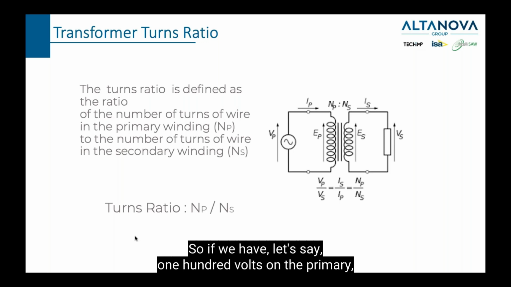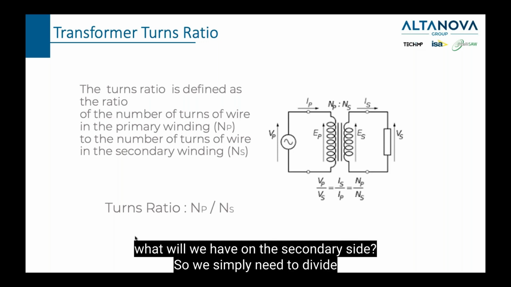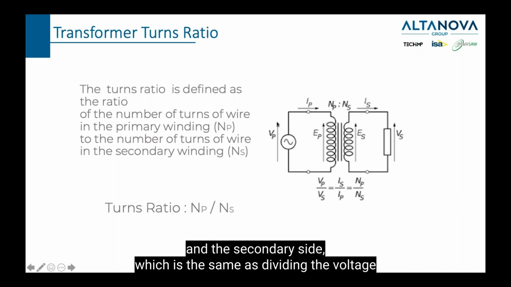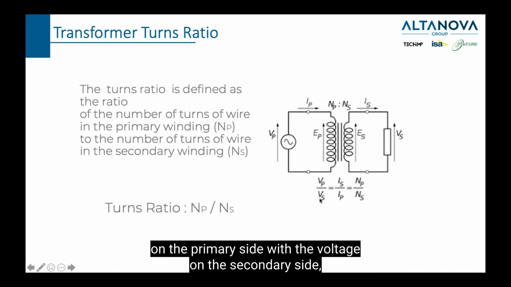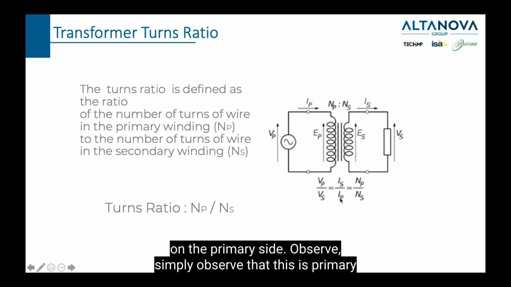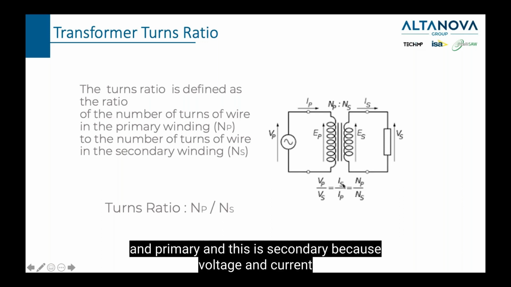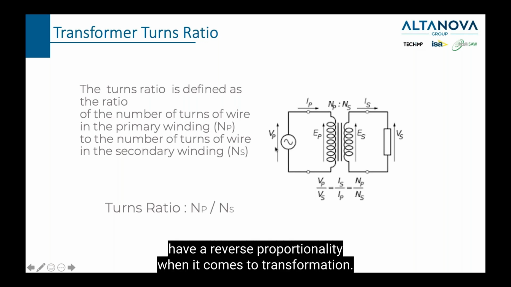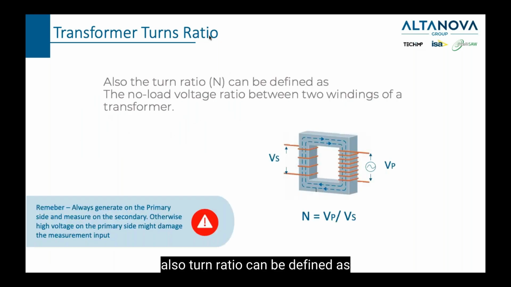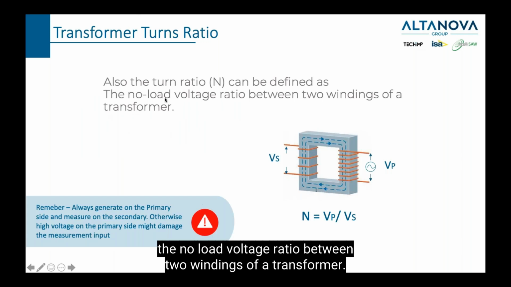So if we have, let's say, 100 volts on the primary, what will we have on the secondary side? So we simply need to divide the number of windings on the primary side by the number of windings on the secondary side, which is the same as dividing the voltage on the primary side by the voltage on the secondary side, which is the same as dividing the current on the secondary side by the current on the primary side. Simply observe that this is primary, and this is secondary, because voltage and current have a reverse proportionality when it comes to transformation.